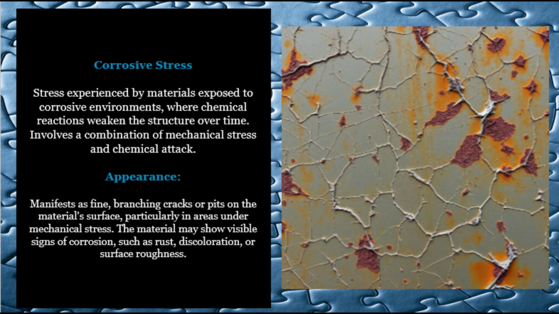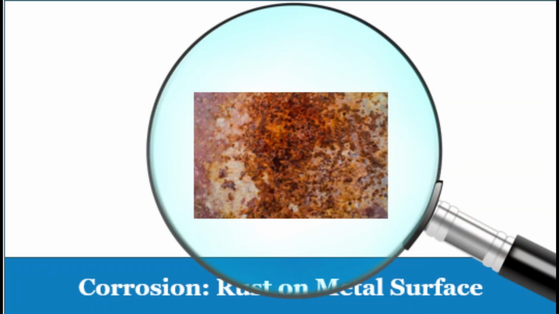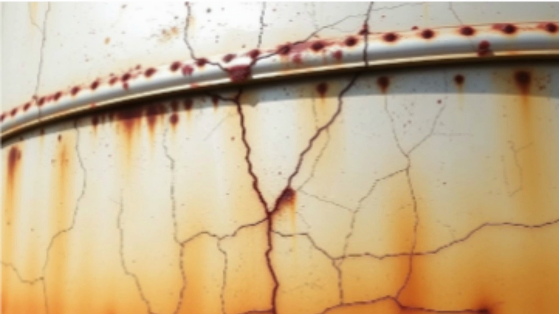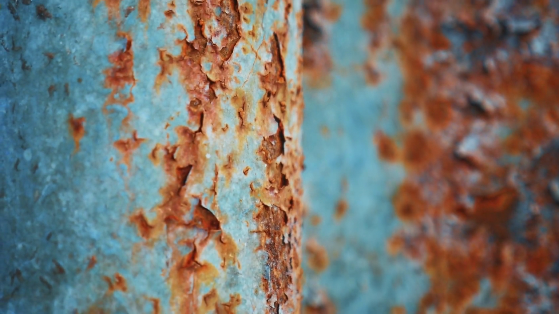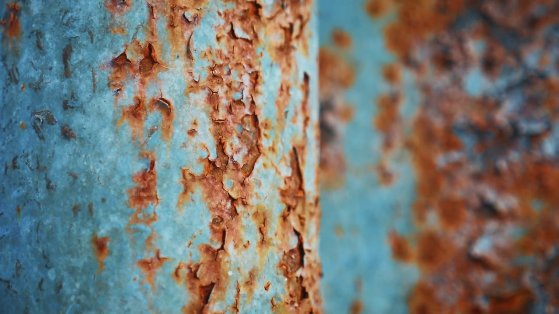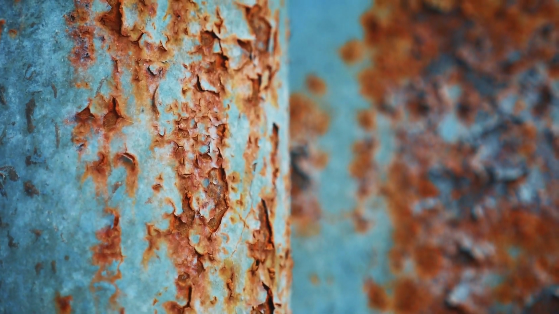Corrosive stress. Corrosive stress is the stress experienced by materials exposed to corrosive environments, where chemical reactions weaken the structure over time. This stress is particularly problematic because it involves a combination of mechanical stress and chemical attack. When materials like metals face constant stress in corrosive environments, such as saltwater, chemicals, or acidic conditions, corrosive stress accelerates, causing structural degradation much faster than from either factor alone. This process is known as stress corrosion cracking.